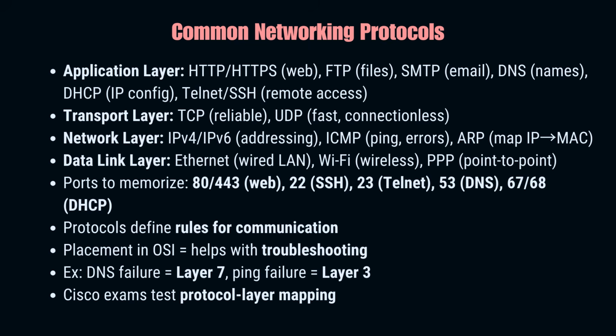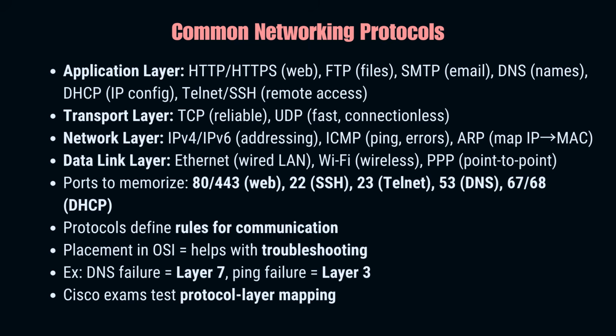Network protocols operate at different OSI layers, and understanding their placement is crucial for CCNA success. Application layer protocols include HTTP, HTTPS for web traffic on ports 80 and 443 respectively, FTP for file transfers on ports 20 and 21, SMTP for sending email on port 25, DNS for name resolution on port 53, DHCP for automatic IP configuration on ports 67 and 68, and Telnet and SSH for remote access on ports 23 and 22 respectively.